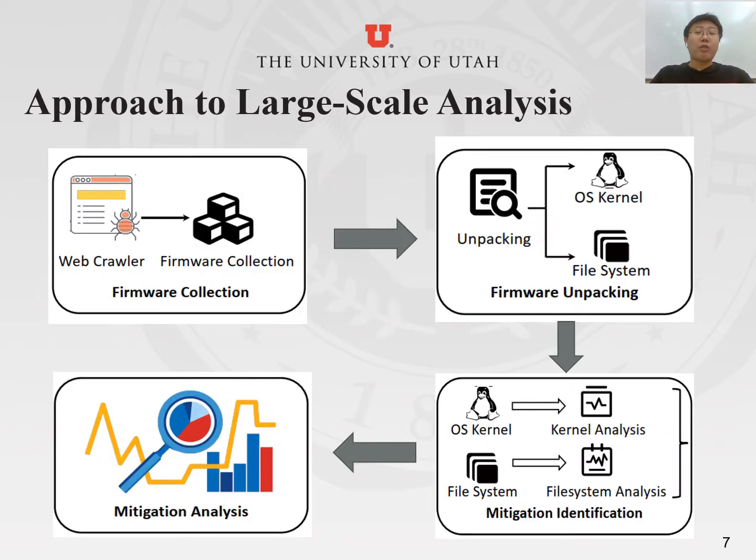Our design is straightforward, which has four major components. The first stage is to use a web crawler to collect firmware images from vendor websites. We only focus on the publicly available firmware images for ethical consideration. Once the firmware images have been collected, the next step is to unpack the firmware images. During the unpacking process, we collect both the Linux kernel and file system. We will then perform the mitigation identification. The last step is to analyze the result.